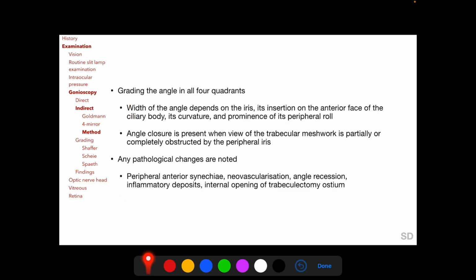Width of the angle depends on the iris, its insertion on the anterior face of the ciliary body, the curvature of its anterior surface, and the prominence of its peripheral roll adjacent to the angle. An angle closure is said to be present when view of the trabecular meshwork is partially or completely obstructed by the peripheral iris, and this is very important to remember. And following grading, any pathological changes in the anterior chamber angle are noted.